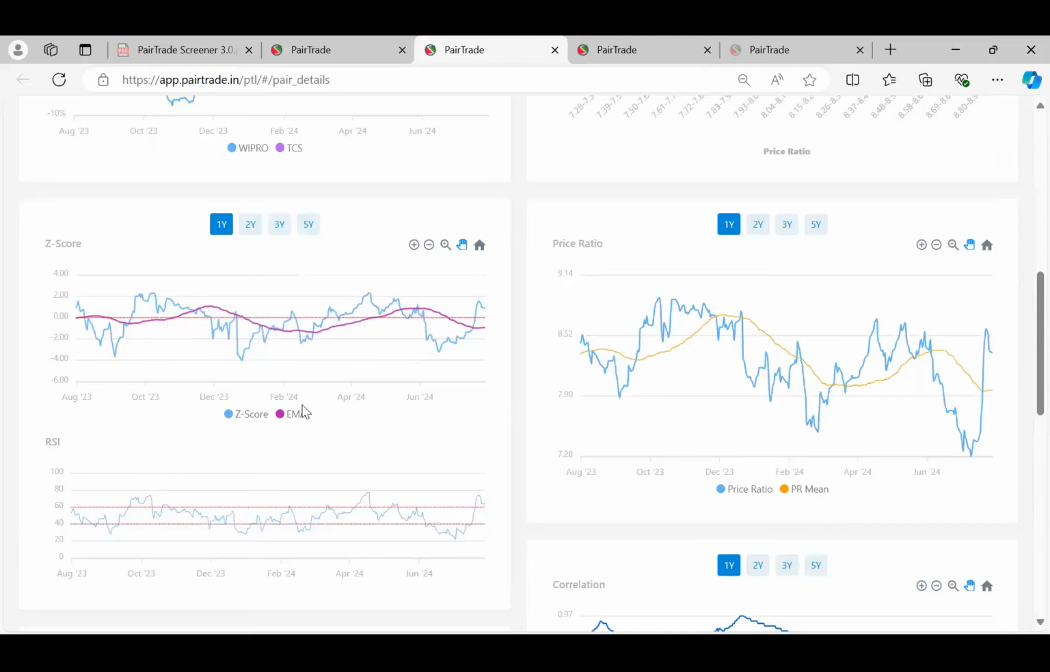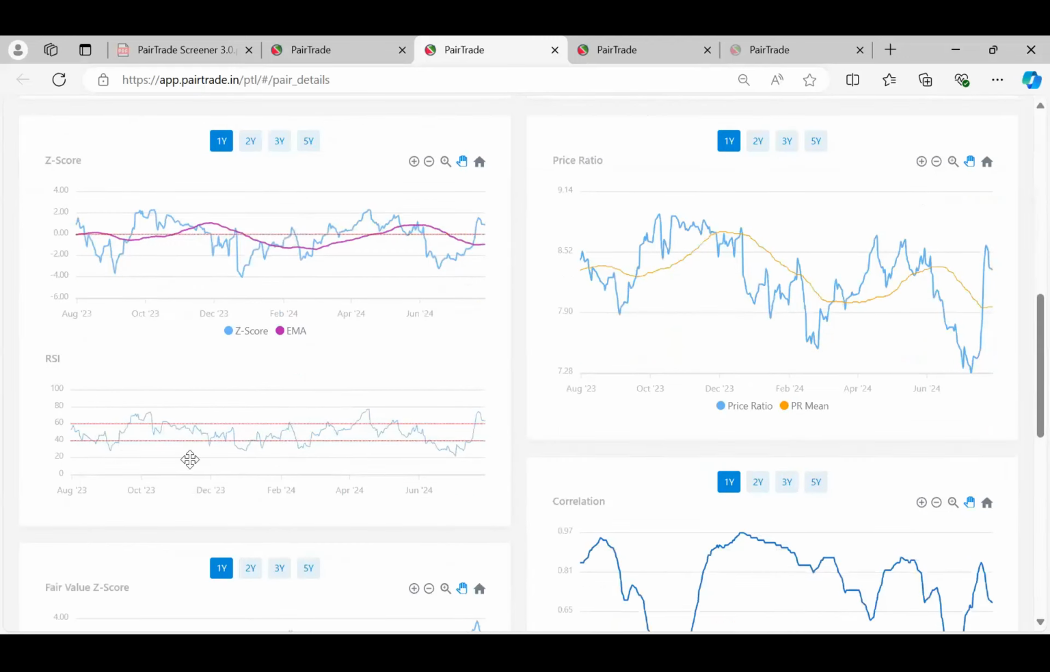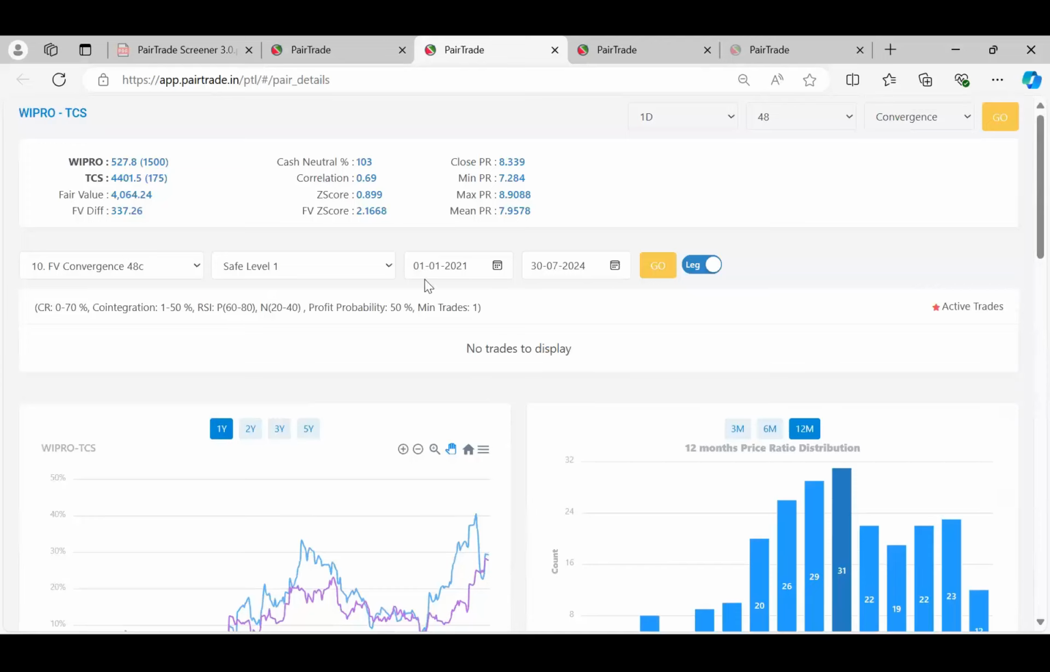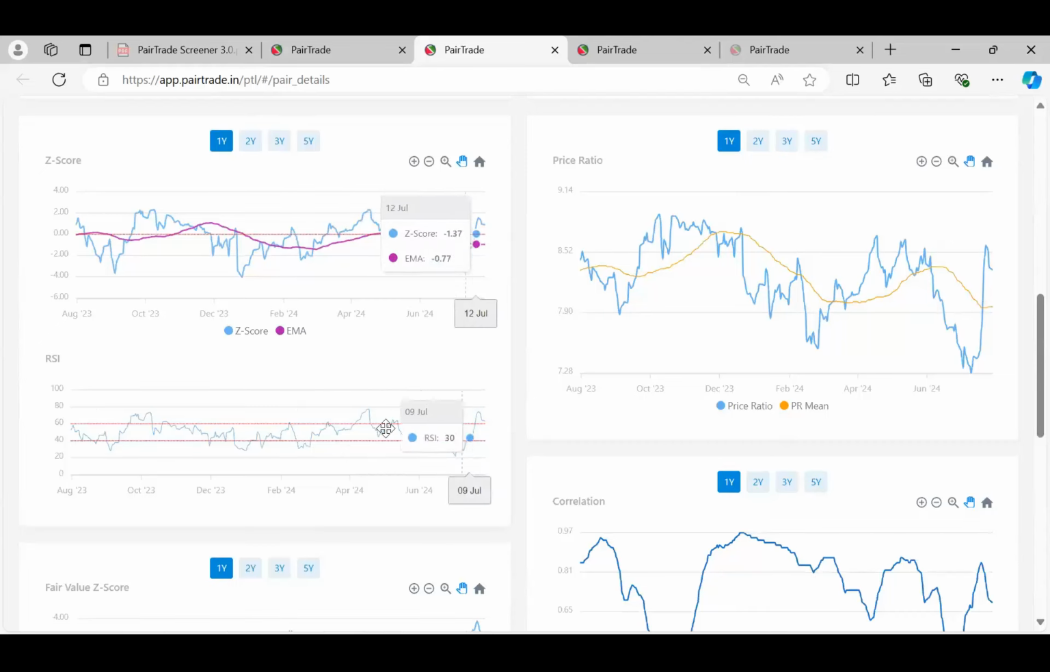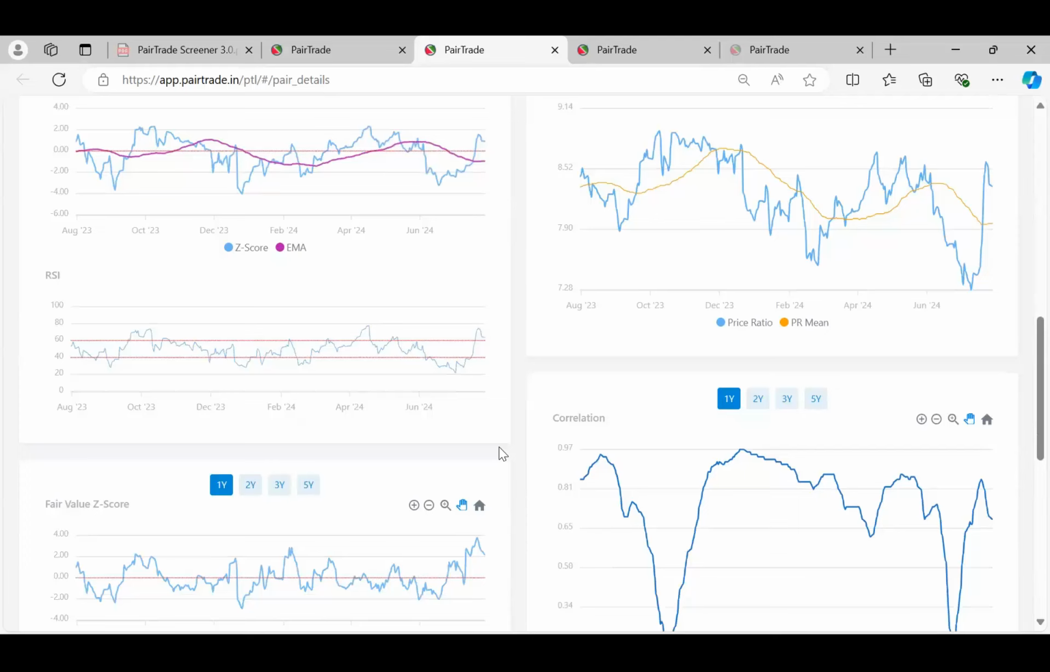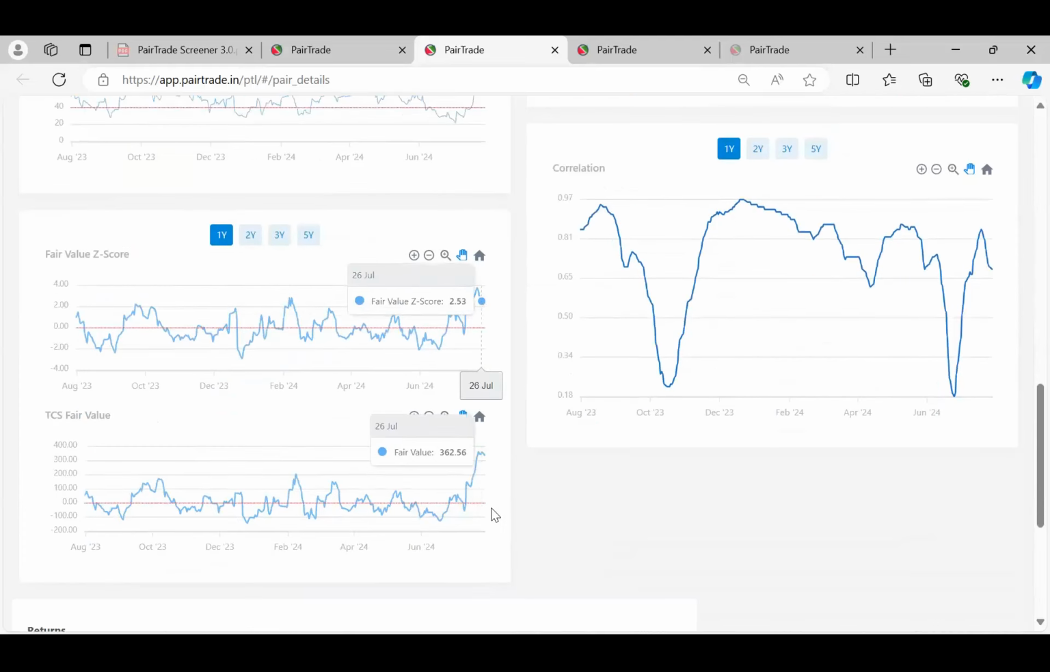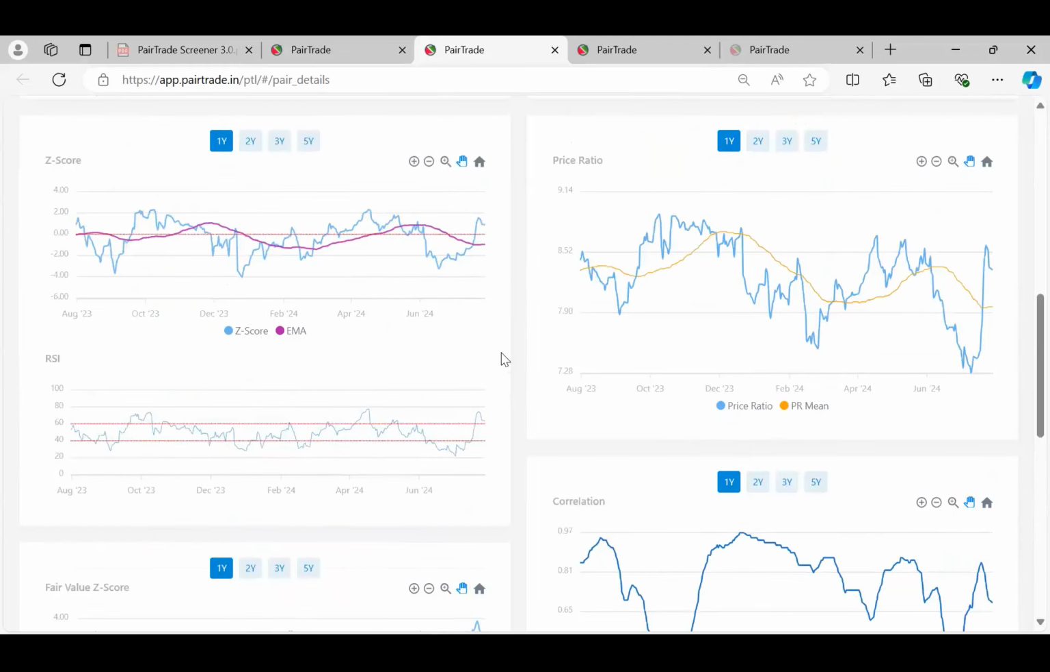This is the Z-score chart, and this is the EMA, the exponential moving average. And a new chart which is RSI. This is 60 and this is 40. Now it is quoting above 60. The Z-score is positive, and for a positive Z-score, the RSI would be above 50. And this is the fair value, and this is the fair value Z-score. These are all charts which are already in the current software, so I'm not going in depth into that.